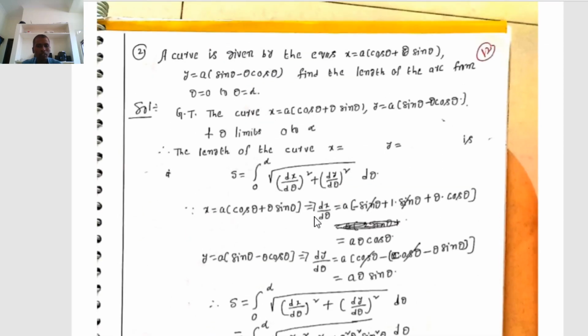Therefore, dx by d theta equals a theta cos theta, dy by d theta equals a theta sin theta. Substitute the dx by d theta and dy by d theta values in the given formula, s equals integration 0 to alpha square root of dx by d theta square plus dy by d theta square into d theta. Therefore, the length of the arc of the curve s equals, with theta limits 0 to alpha, integration square root of dx by d theta square plus dy by d theta square into d theta.